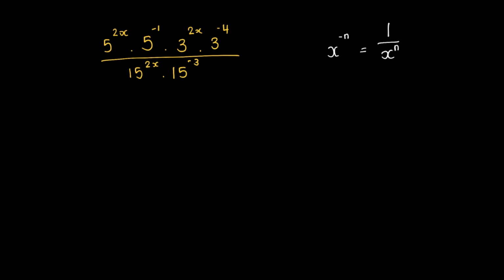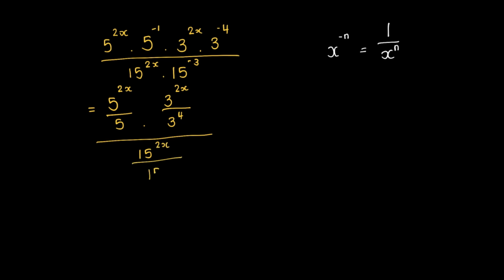So what we're going to end up with here is 5 to the power 2x, this is an equivalency sign, 5 to the power 2x divided by 5 multiplied by 3 to the power 2x divided by 3 to the power 4, all of this over 15 to the power 2x divided by 15 cubed. Okay, and I hope that makes sense in some form to you. And if we have to clean this up just a little bit, we can do that.